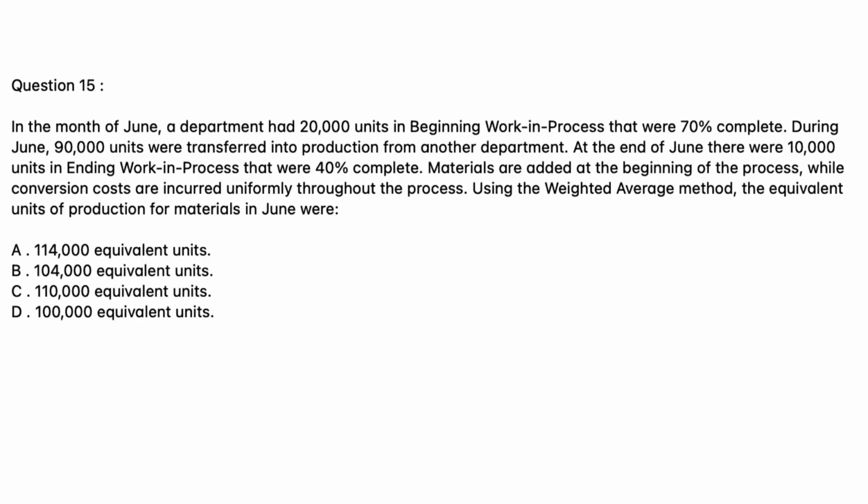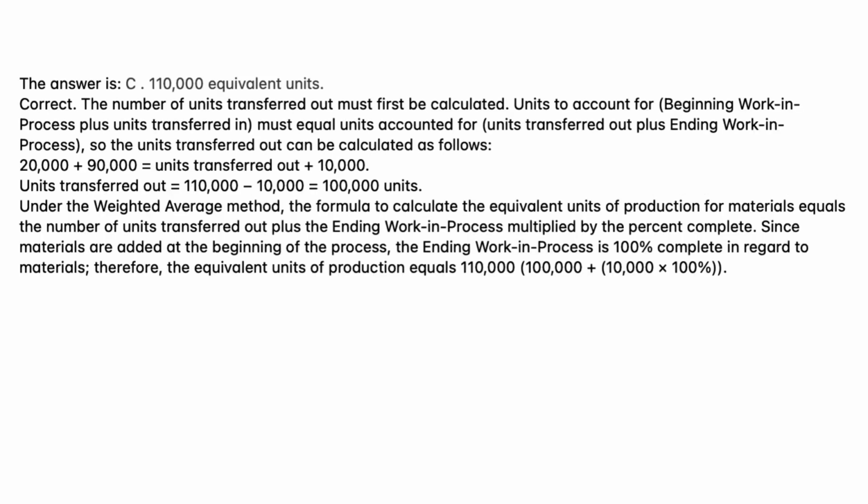Question 15. In the month of June, a department had 20,000 units in beginning work in process that were 70% complete. During June, 90,000 units were transferred into production from another department. At the end of June there were 10,000 units in ending work in process that were 40% complete. Materials are added at the beginning of the process, while conversion costs are incurred uniformly throughout the process. Using the weighted average method, the equivalent units of production for materials in June were A. 114,000 equivalent units. B. 104,000 equivalent units. C. 110,000 equivalent units. D. 100,000 equivalent units. The answer is C.